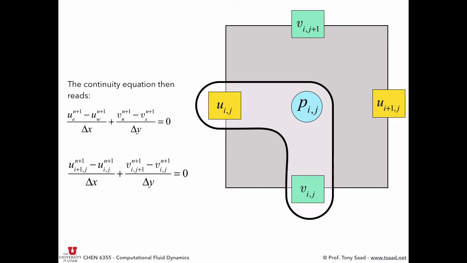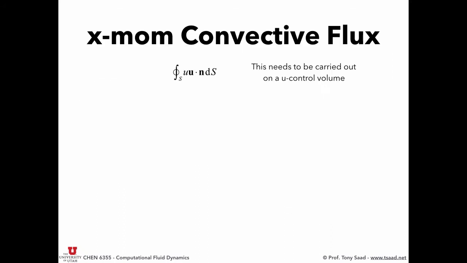We're going to start with the x momentum convective flux. Okay? And the x momentum convective flux is a surface integral of u, that's the x velocity, times u velocity vector dot n ds. This needs to be carried out on a u control volume, right? This surface is a u control volume. Okay, we decided this from the get-go. So let's see what a u control volume looks like. I'm going to do this step by step here, and then eventually we're going to do it by heart.